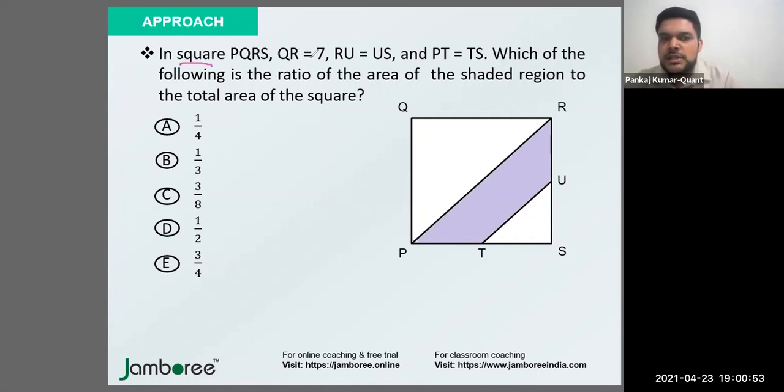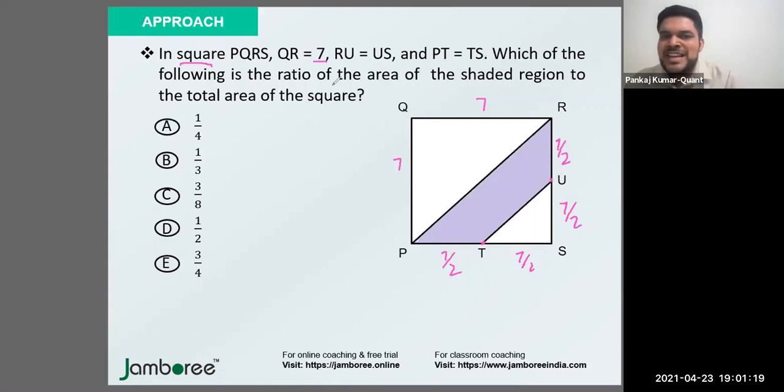Okay. If QR is 7, when I'm saying QR is 7, that means all sides are equal. RU is equal to US. That means if this is 7 by 2, this is also 7 by 2. PT is equal to TS. That means this length is 7 by 2. This is also 7 by 2 because these are midpoints. Okay, so far I understood this much.